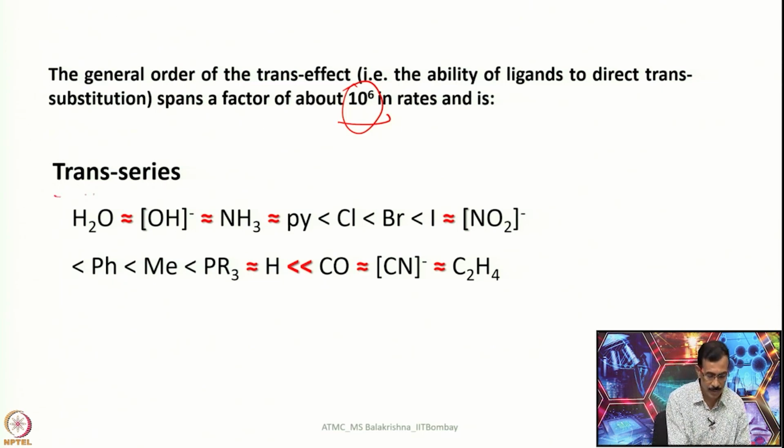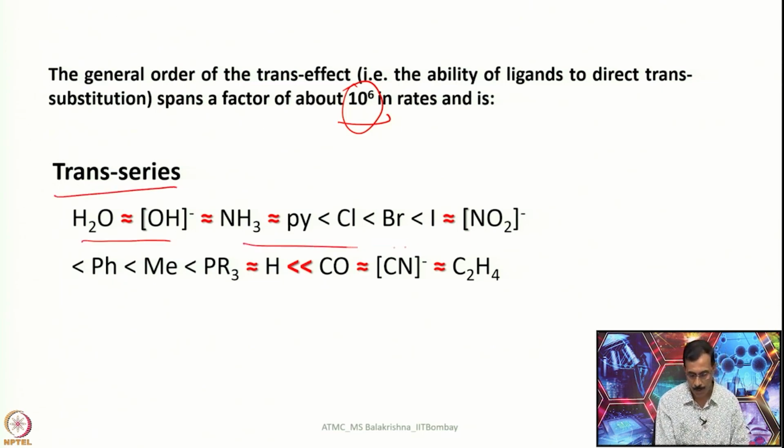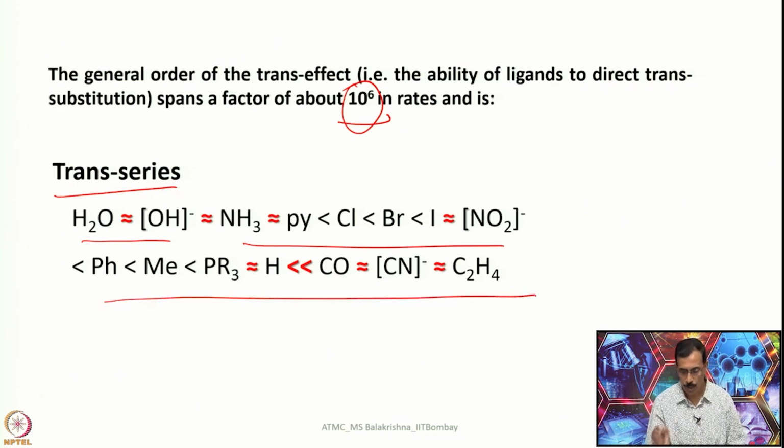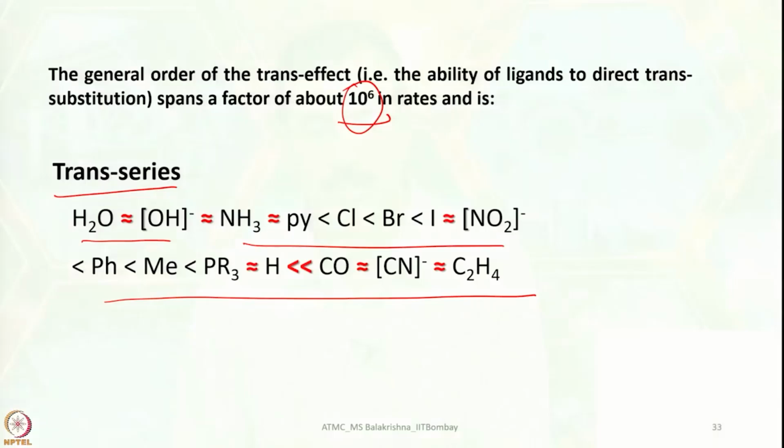The trans series is given here. If you just look into this one, you should be able to see how a ligand can be replaced with another ligand. So this is the trans series, and one can also extend it by adding some more, but these are the important ligands we come across when we perform substitution reactions in square planar complexes.